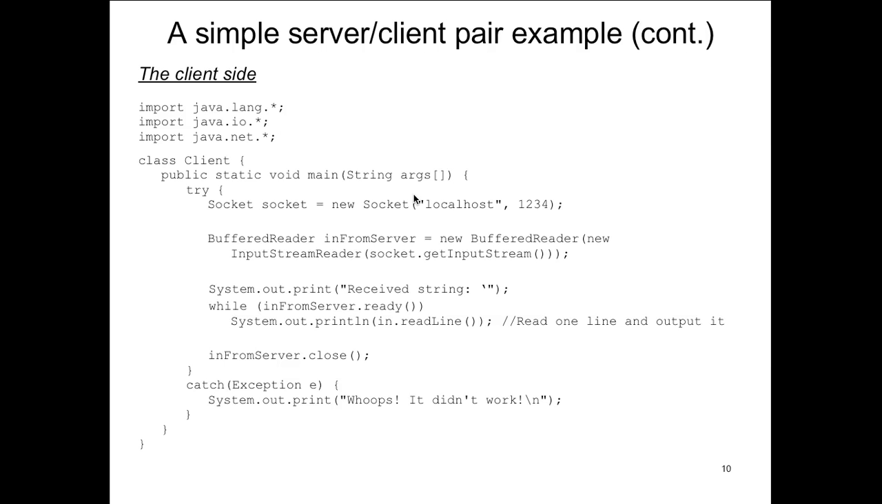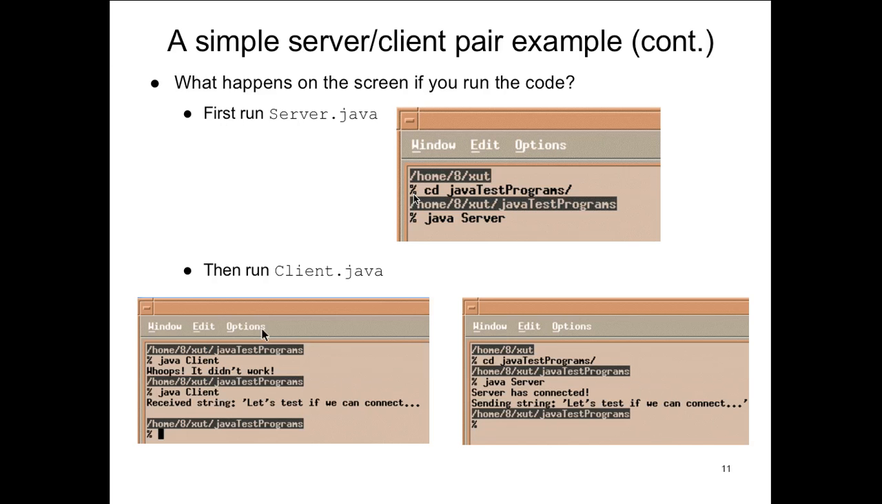And the server will receive it and print it to the screen, essentially in this example. Not doing anything too sophisticated. So here's a simple client-server pair example. And we have what happens on the screen if you run the code. First you run the server, then you run the client, and you talk.